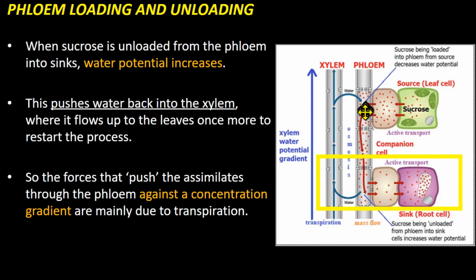As all of these flow down here, the sucrose is going to be unloaded from the phloem into sinks. So for example, here would be a root cell. As all of this sucrose now gets loaded into this root cell, this is going to increase the water potential at this point.